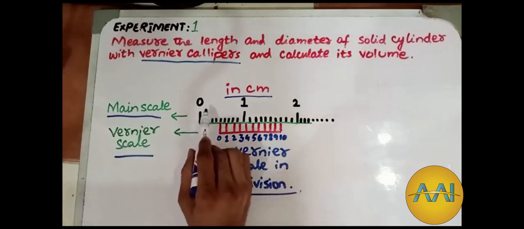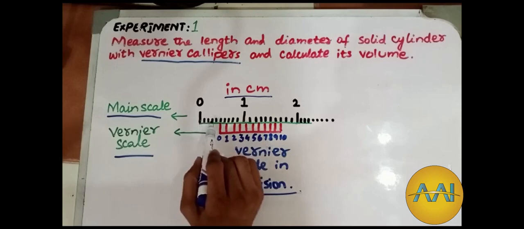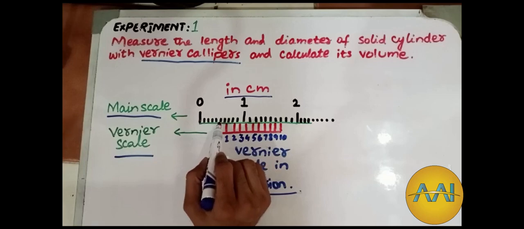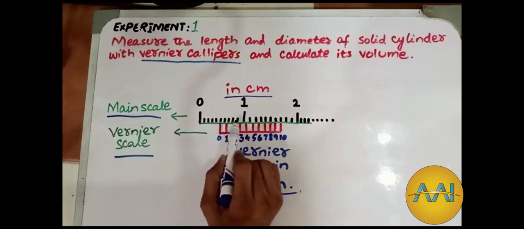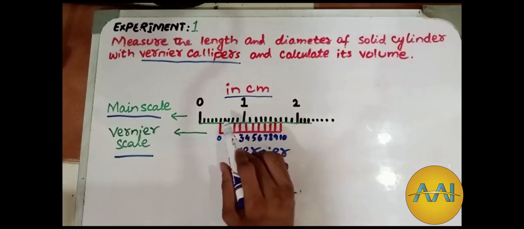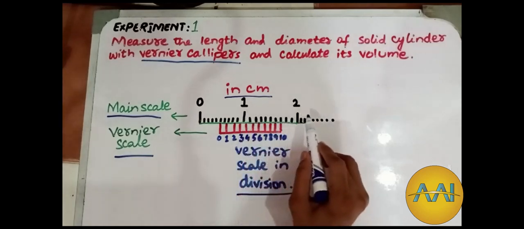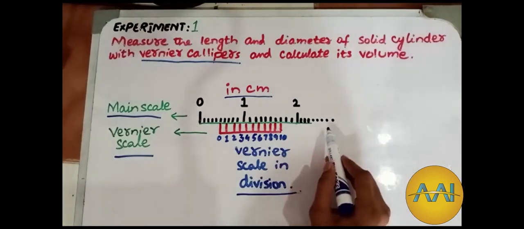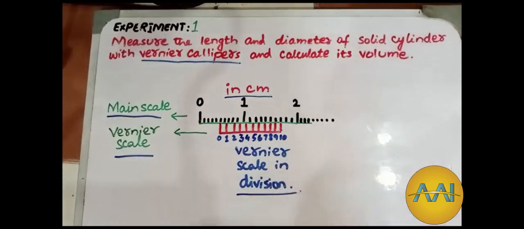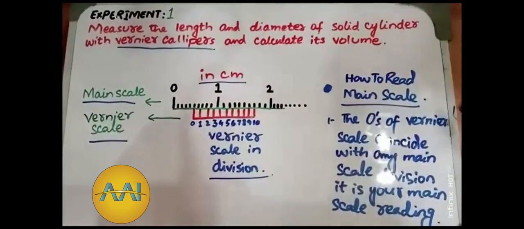So how to read this scale? I mean to say, how to read the main scale. 0, 0.1, 0.2, 0.3, 0.4, 0.5, 6, 7, 8, 9, and then 1. Then it continues the same as I read before, like 1, 1.1, 1.2, and so on. In this way the scale continues. This dot means the scale continues and so on. So my point is, how to read the main scale.